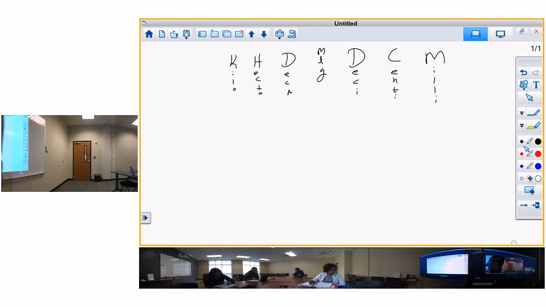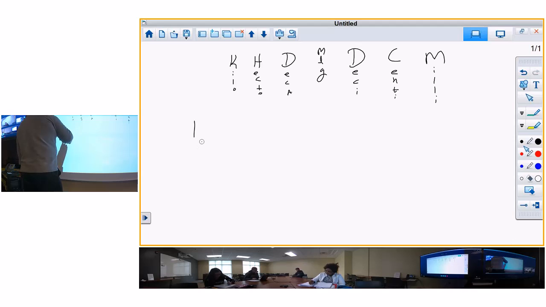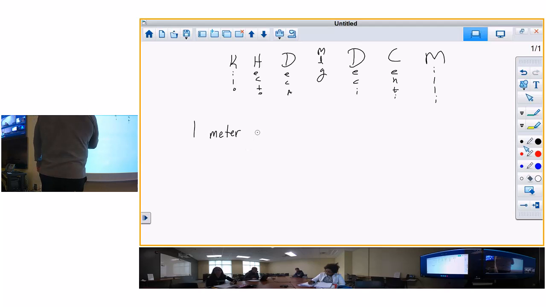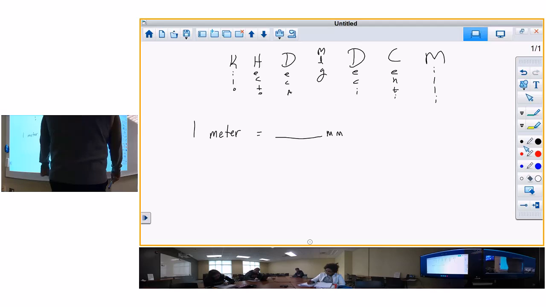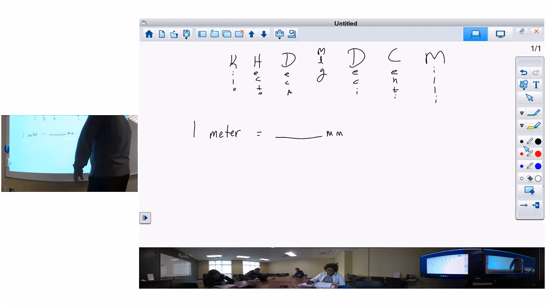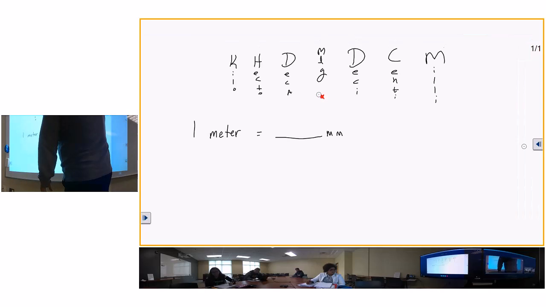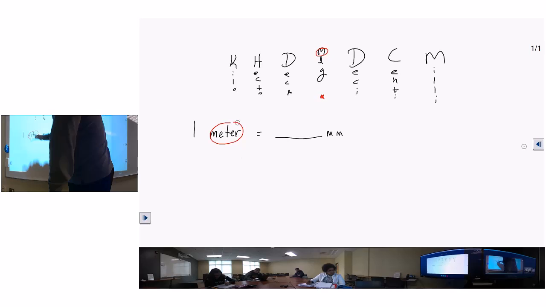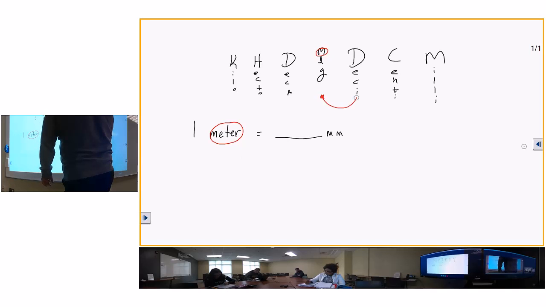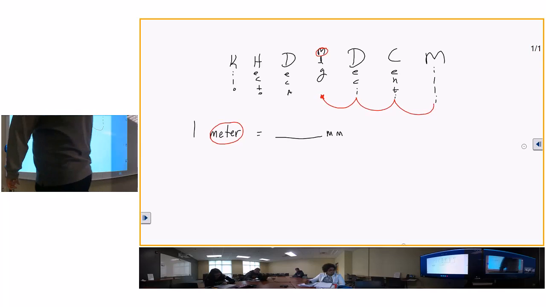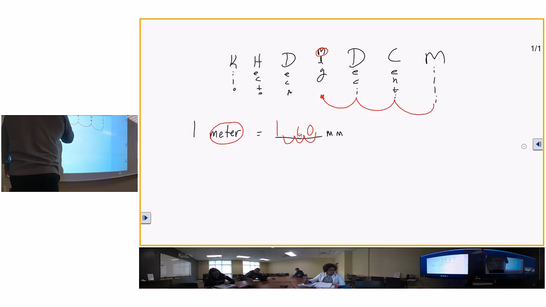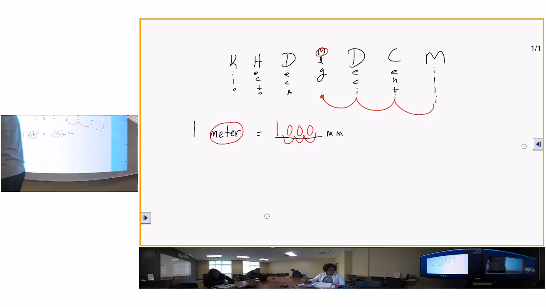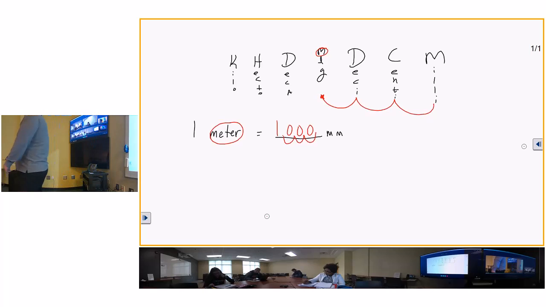So let's say I want to turn 1 meter into blank millimeters. So we start right here because it says meter. And then we move 1, 2, 3. So we move our decimal 1, 2, 3. So 1 meter is equal to 1,000 millimeters.